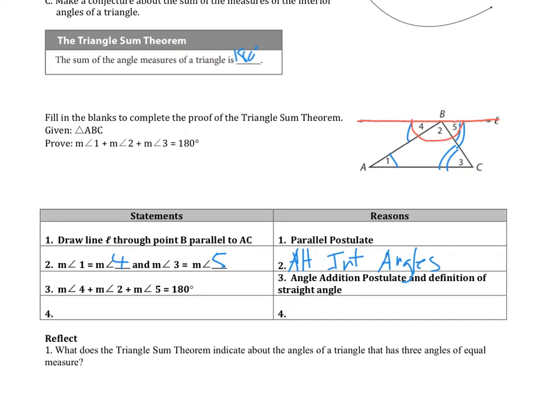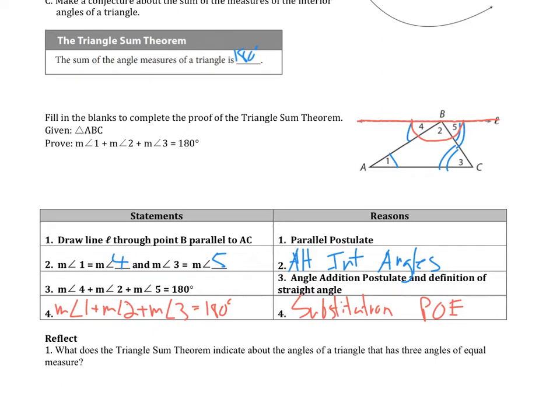So from that, we then can write the measure of angle 1 plus the measure of angle 2 plus the measure of angle 3 equals 180. And our reason for that would be the substitution property of equality. And all I did is, since we had stated that 1 is equal to 4, we can replace 4 with 1, and 3 is equal to 5, so we can replace 5 with 3.